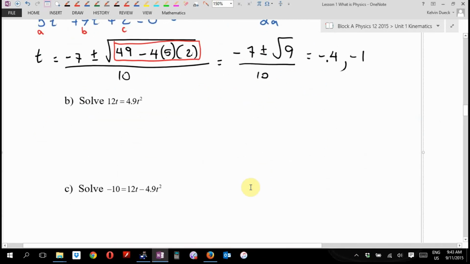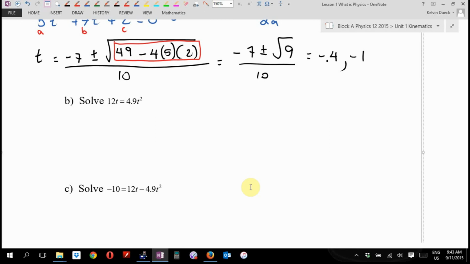B. What kind of an equation is this? It's a quadratic. How do I know, Tice? Square. Got a square. That simple, folks. Okay? It's got a square. Before I start, what do I have to do to solve a quadratic? Before I even start, make it equal to 0.